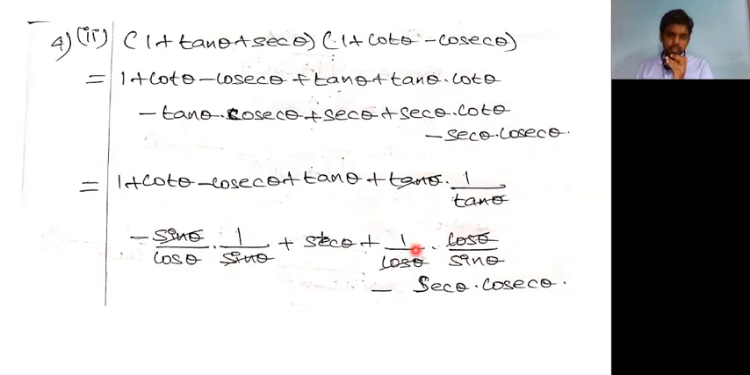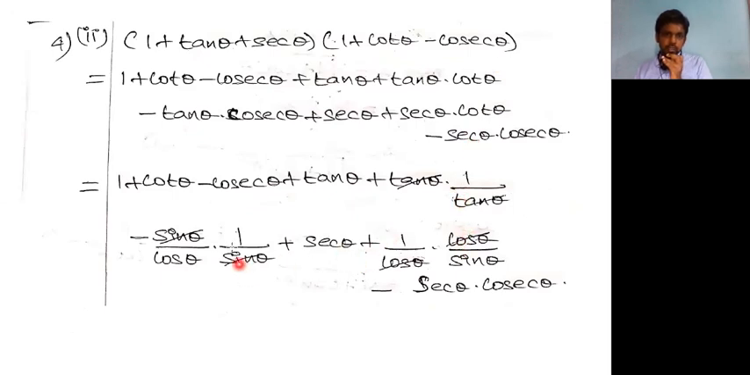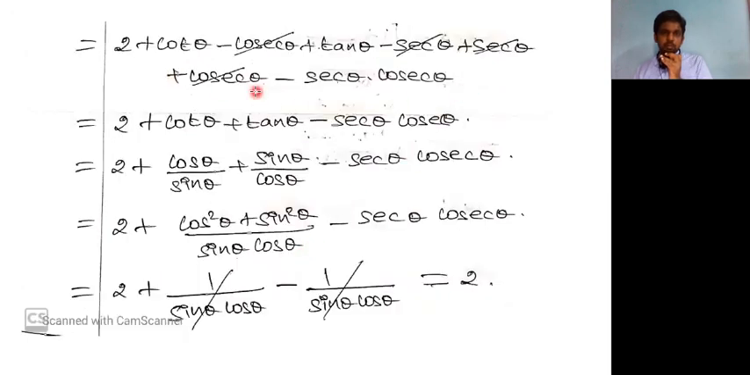Cos theta gets cancelled. So simplifying, we have 2 plus cot theta minus cosecant theta, because it is 1 by sin theta here. So minus cosecant theta plus tan theta minus secant theta plus secant theta, because here it is 1 by cos theta secant theta. Here 1 by sin theta is cosecant theta, plus cosecant theta minus secant theta into cosecant theta. So 2 plus cot theta plus tan theta minus secant theta into cosecant theta, because cosecant theta gets cancelled, secant theta gets cancelled. So I'm writing cot theta as cos theta by sin theta and tan theta as sin theta by cos theta, minus secant theta cosecant theta.